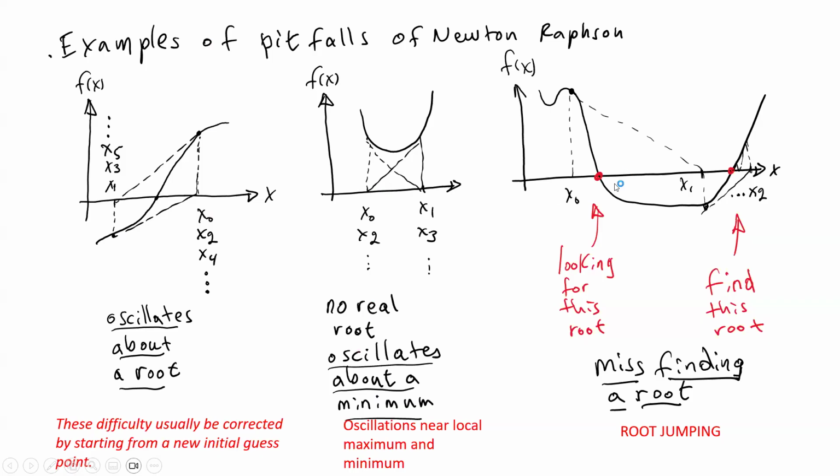Another pitfall is missing the intended root, or root jumping. For example, we are looking for this root. Once we draw the slope for this initial guess, we land in this part, and once we draw the slope at x sub 1, we are working in this part and we find another root of the function. For this reason, this is called root jumping.